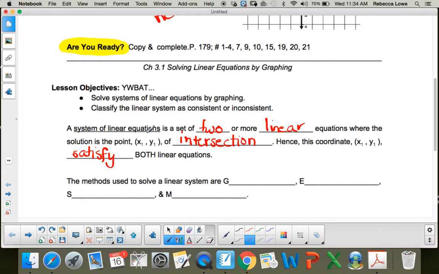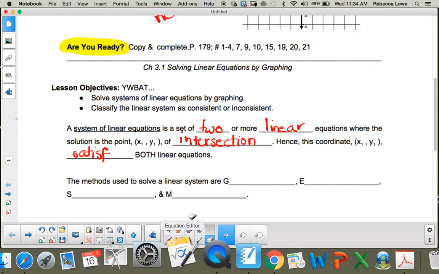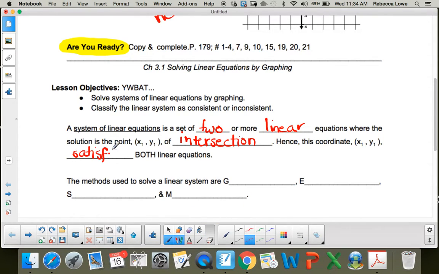So a system of linear equations is a set of two or more linear equations where the solution is the point x comma y. It's the point of intersection. Hence, this coordinate satisfies, that should be plural, both equations. So basically, you're graphing two lines and you're looking to determine where they cross, and that is the solution to the system of linear equations.